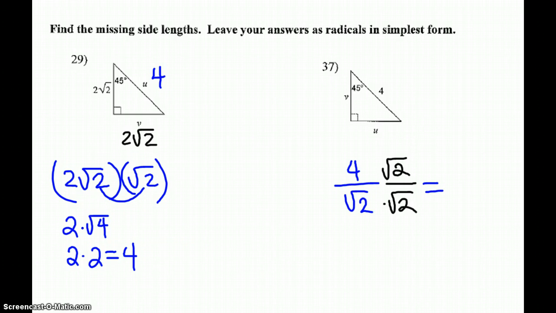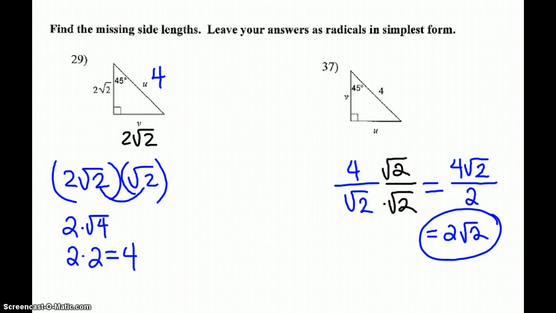Okay, I'm going to go straight across. I get 4 root 2. In the denominator, I'm going to get root 4, which just simplifies to 2. When I simplify that, 4 divided by 2 gives me 2 root 2. That's the answer for both of my legs.